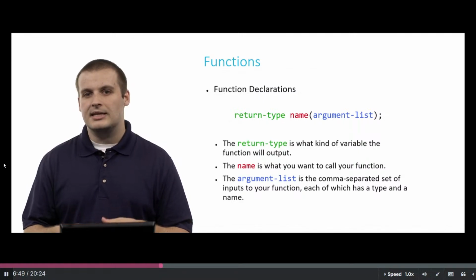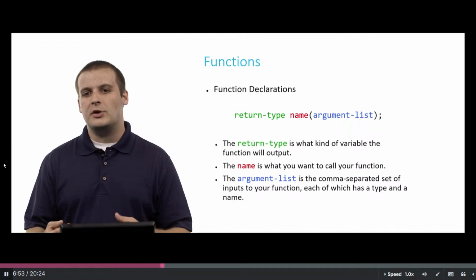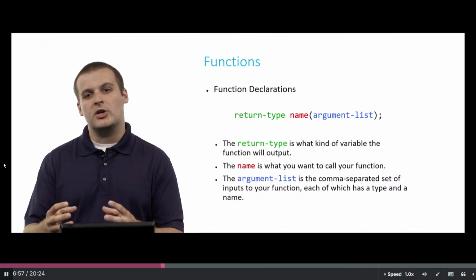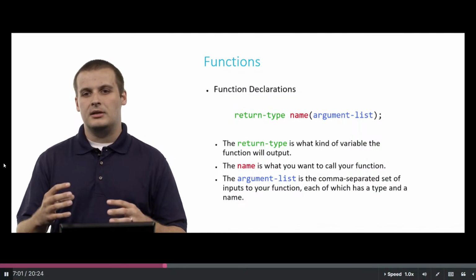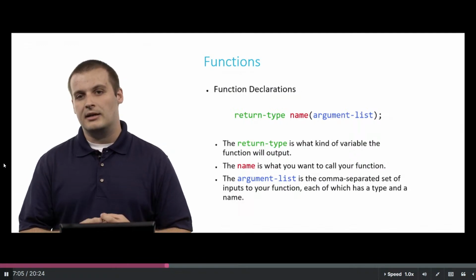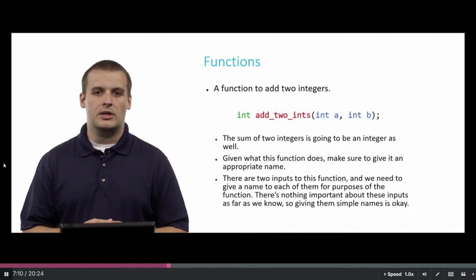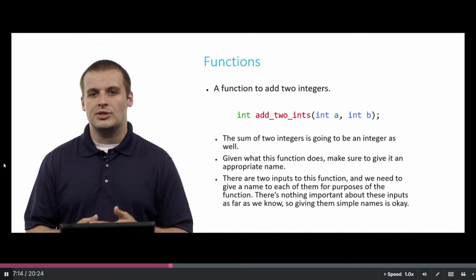Lastly, argument list is the comma-separated list of all the inputs to your function, each of which has a type and a name. So not only do you have to specify what type of variable the function will output, you also want to specify what type and types of variables the function will be accepting as inputs. So let's do an example here. Let's just take a look at a more concrete one. So here's an example of a function declaration for a function that would add 2 integers together.